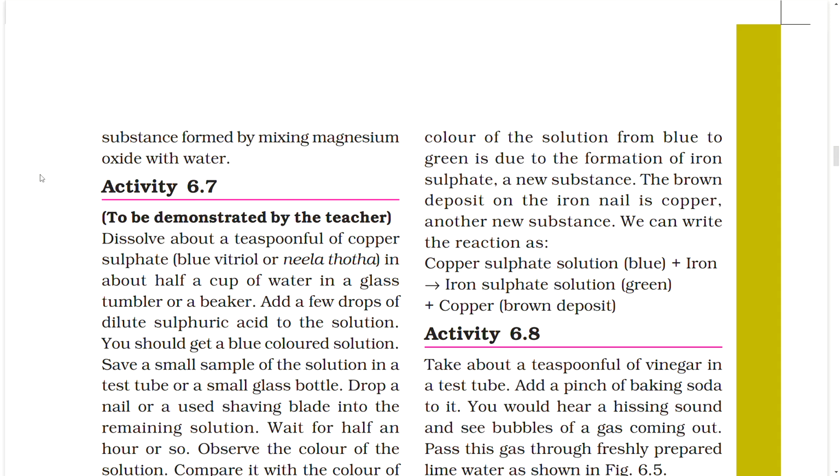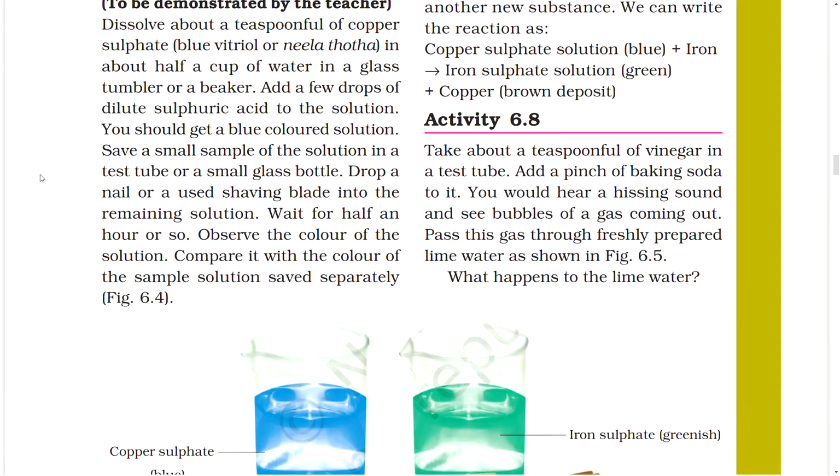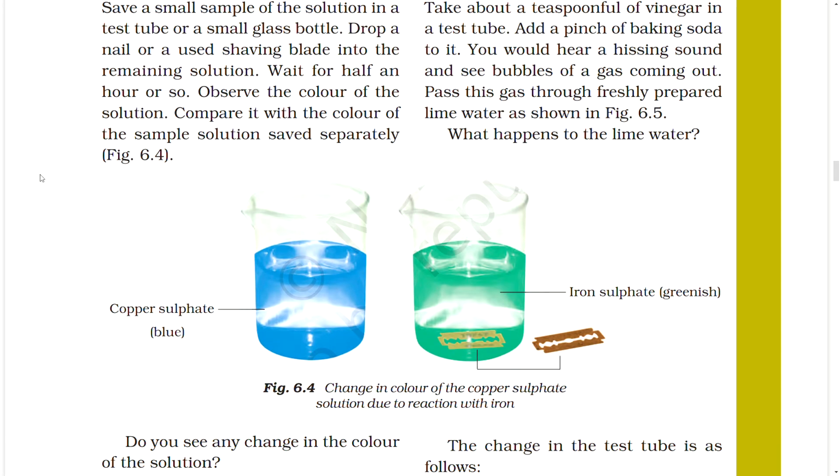Drop a nail or a used shaving blade into the remaining solution. Wait for half an hour or so. Observe the color of the solution. Compare it with the color of the sample solution saved separately. Figure. Copper sulfate blue, iron sulfate greenish. Figure. Change in color of the copper sulfate solution due to reaction with iron.